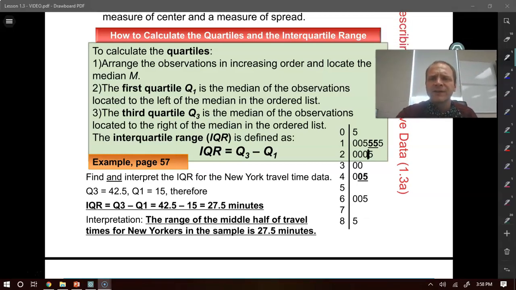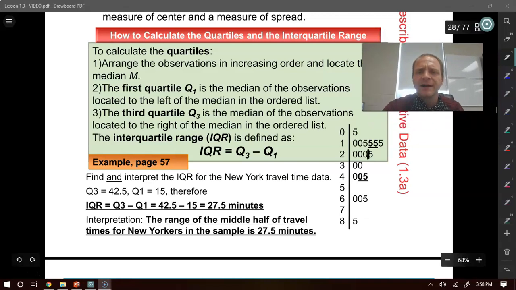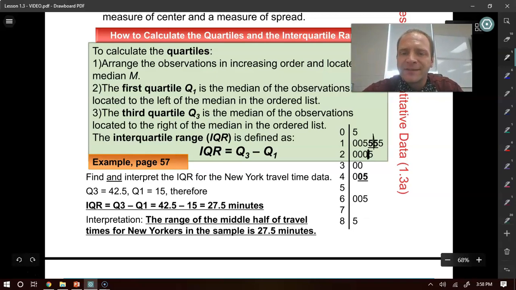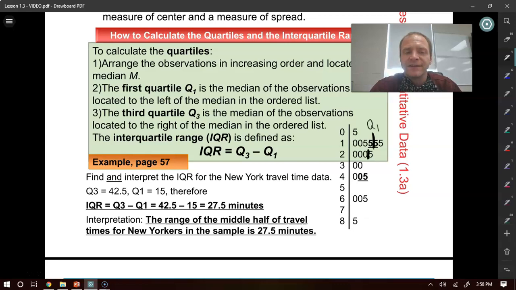And so what we're going to do next is find the median of the lower half. And that's what the first quartile is. It's the median of the values to the left of the median, the observations to the left of the median. So I'm going to look. I had here 1, 2, 3, 4, 5, and then 1, 2, 3, 4, 5. Right here, if I split these in half, that's where my quartile 1 is going to be. It's going to be the average of those two numbers. Well, the average of 15 and 15 is 15. So you're still going to take those two numbers and divide by 2.